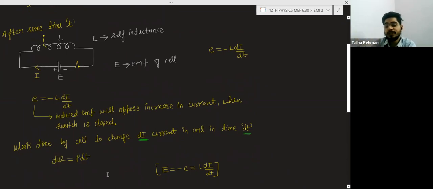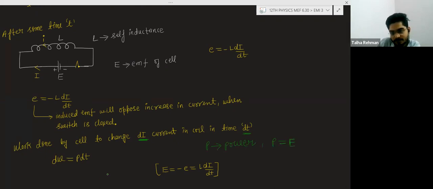What is P into dt? P is the power of the circuit. Power is voltage into current, where voltage is the EMF here and dt is the small time. So dw is the work done, a small work done in time dt to change the current by di.